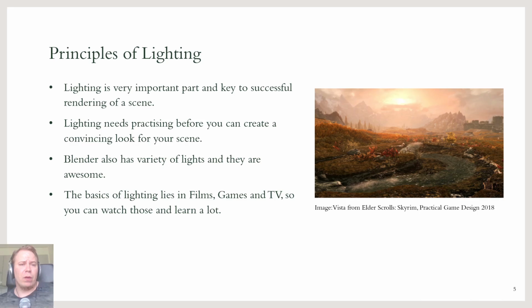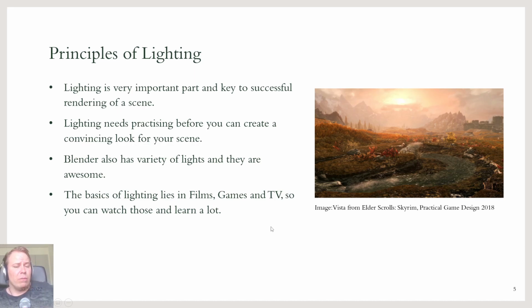So light plays a really important role in your game design. Principles of lighting: lighting is a very important part and the key to successful rendering of your scene. You need lights, otherwise it's going to be dull or even completely black. And lighting needs practicing before you can create a convincing look for your scene. You can use a directional light or sun and rotate it around to create day-night cycles and so on. For example, this view is from Skyrim, from Practical Game Design.